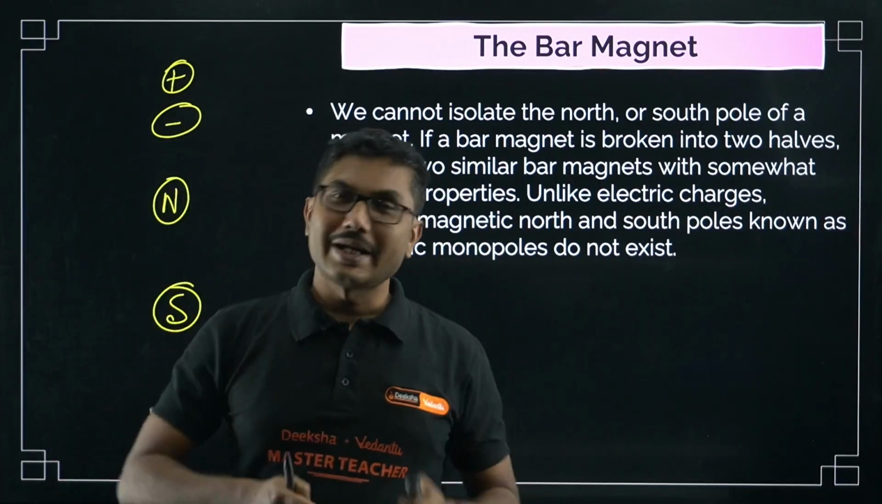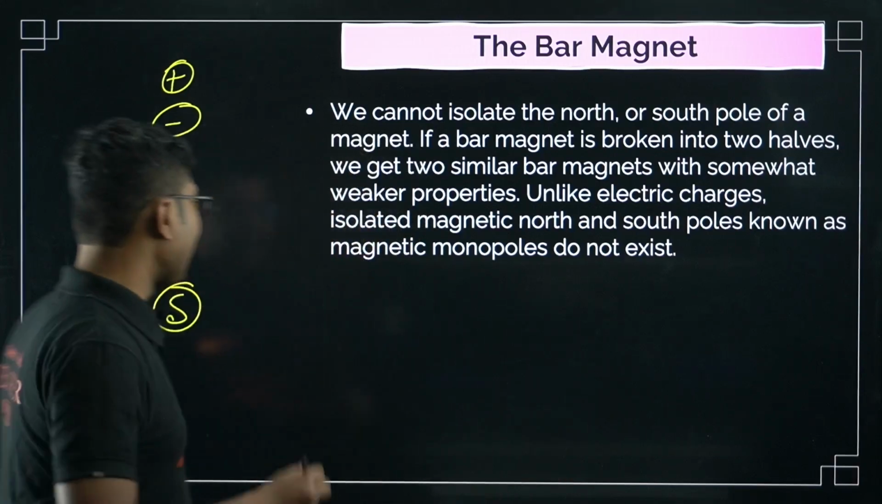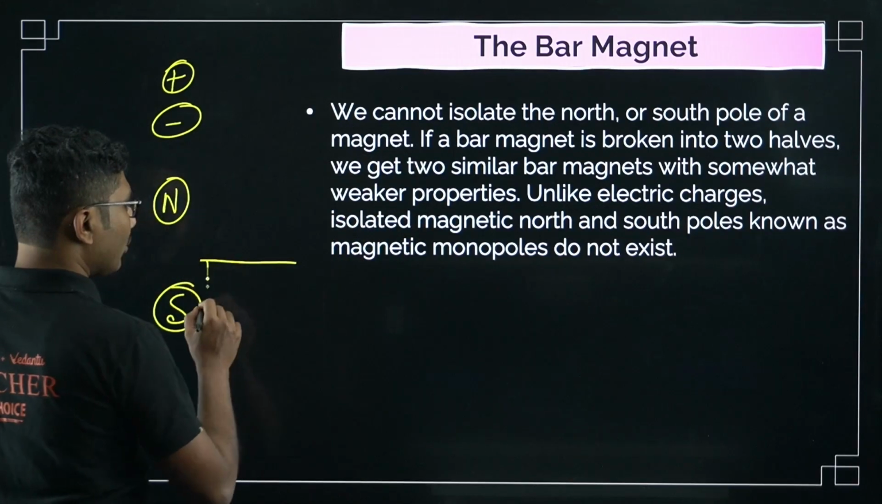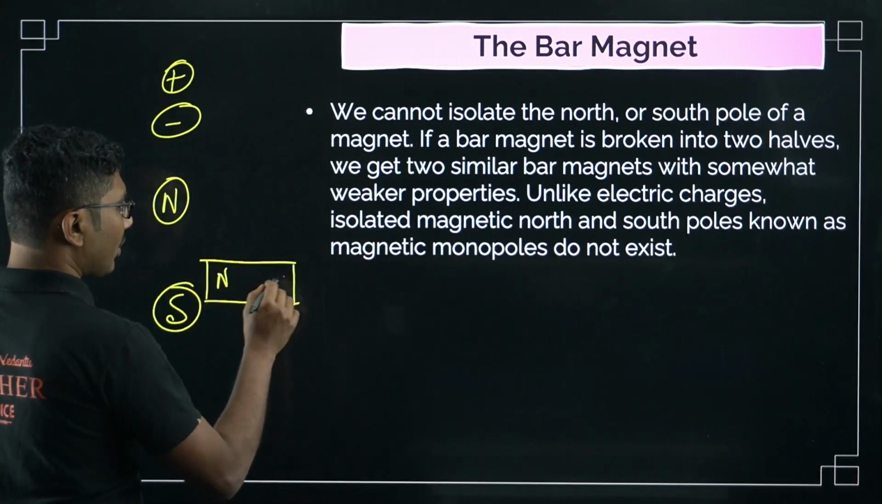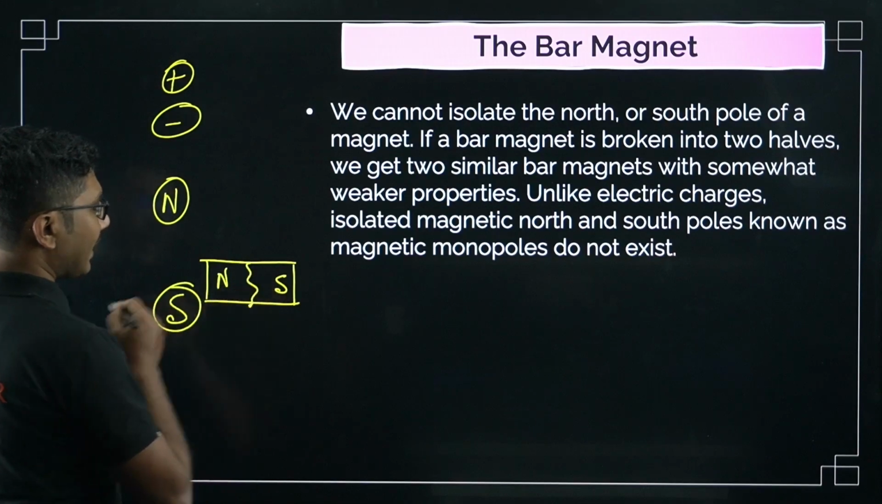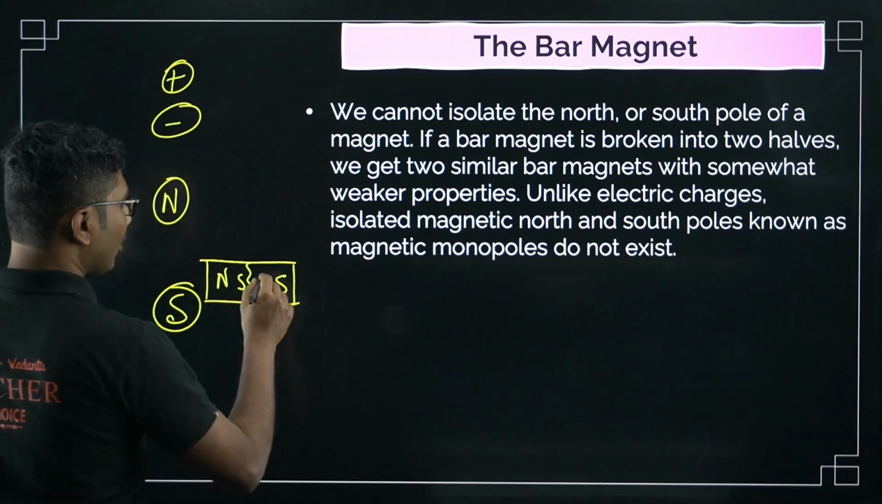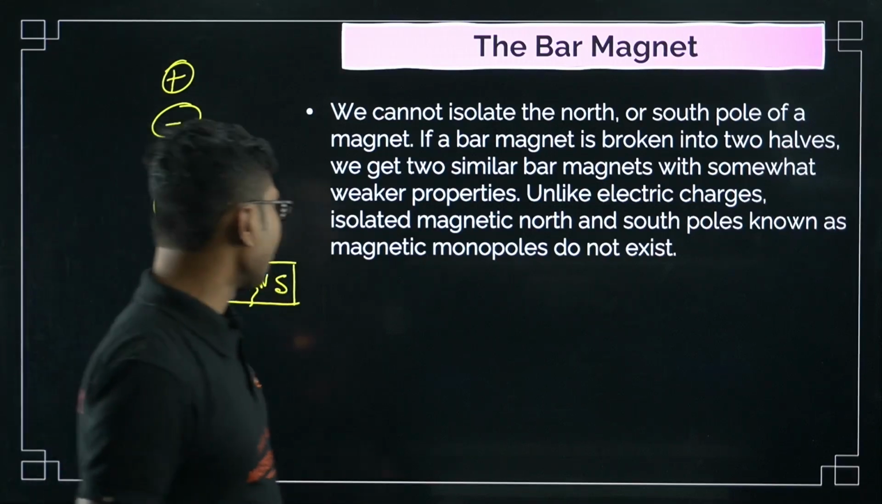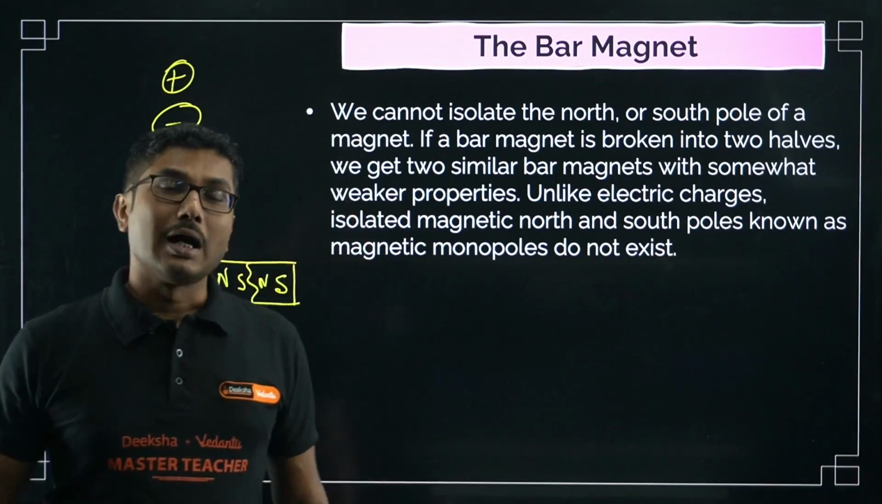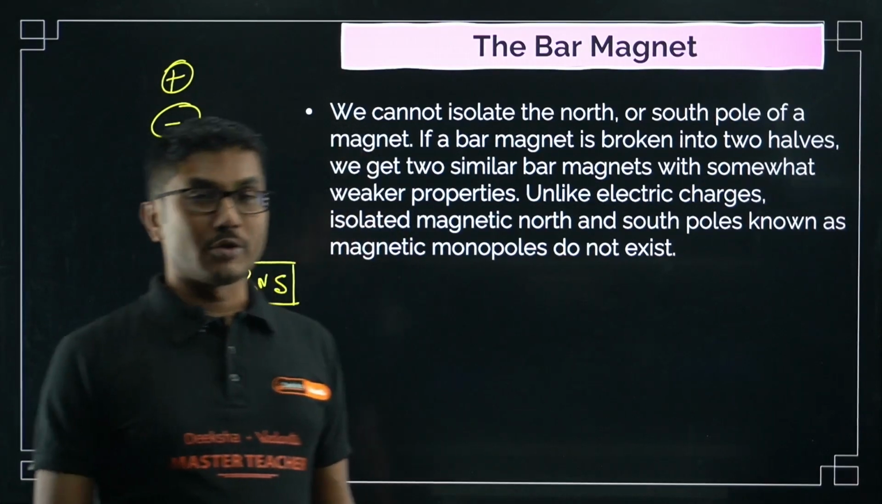Even if you try to break it, say I have a bar magnet and I want to break it into two halves so that one end becomes north and one end becomes south. So I break it. What will happen? Immediately a south pole appears here and a north pole appears here, like this. So this is how you cannot separate the poles of a magnet.